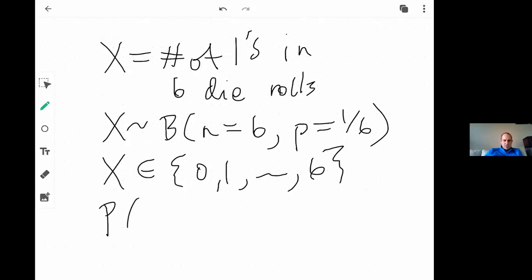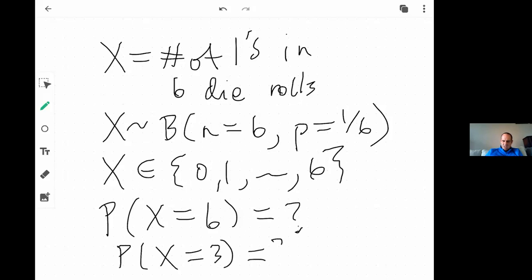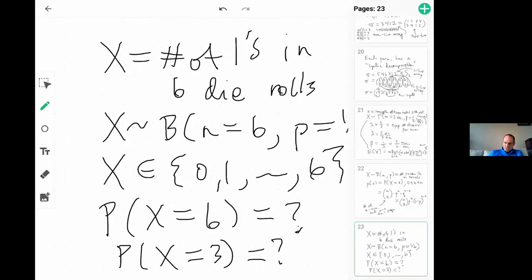What would that be? Well, all 6 dice show a 1. It's the probability that we have all 6 being successes, so the probability that x is equal to 6. And the other one that we wanted to compute was the probability that 3 dice show a 1. So we also want the probability that x is equal to 3. What is that? Well, we can just straight use the formula for these things.